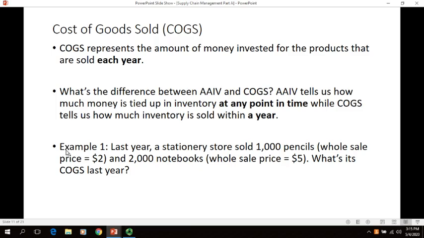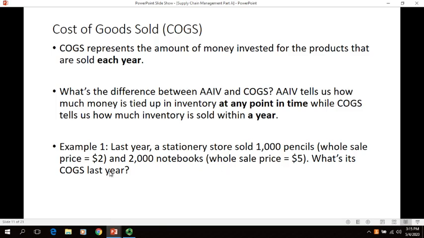So let's take an example. Last year, a stationery store sold 1,000 pencils. So this is the total number of pencils sold within a year. And the wholesale price was $2. That means the store spent $2 to purchase each pencil. And they sold 2,000 notebooks, and the wholesale price was $5. So 2,000 is the total number of notebooks that were sold for a year.